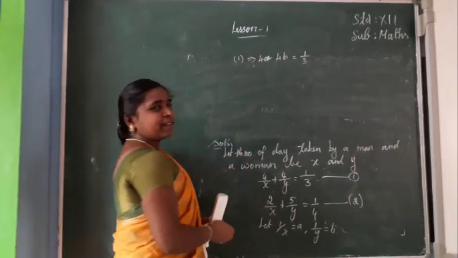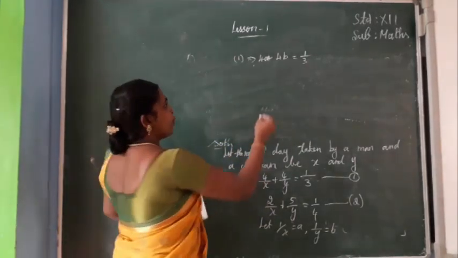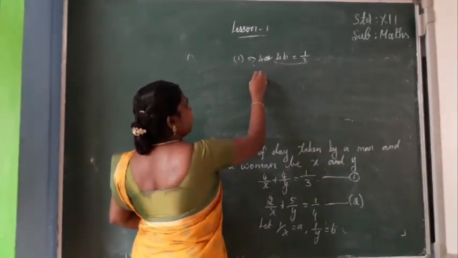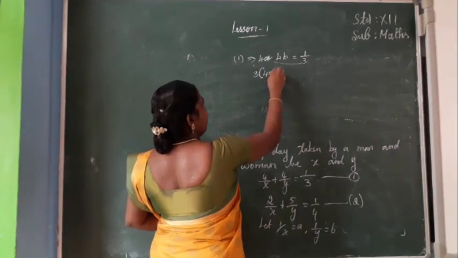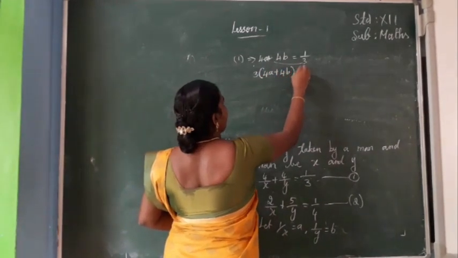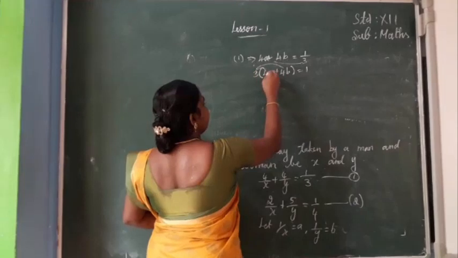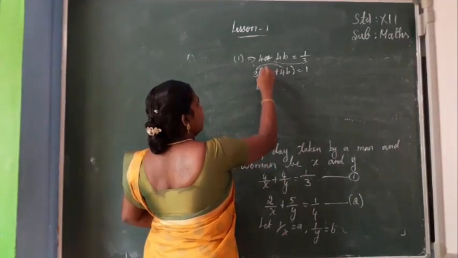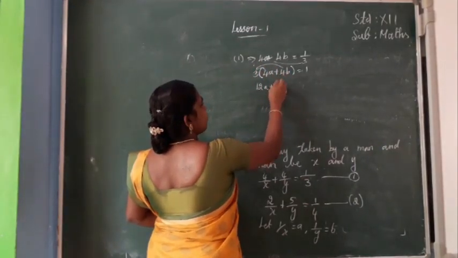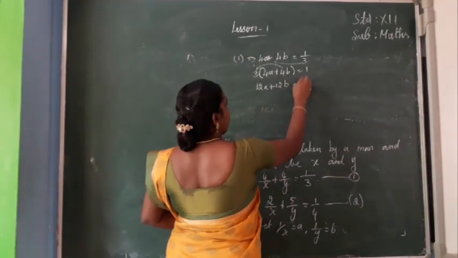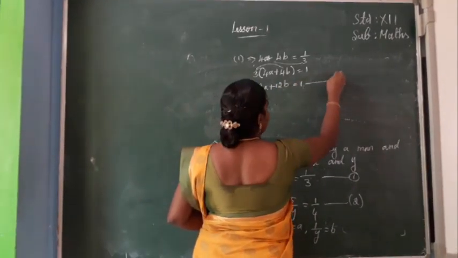You see the right hand side value is a fraction, so you take the 3 to the left hand side. What do you get? 3 into (4a plus 4b) equal to 1. Now multiply: 3 4s are 12, so 12a, again 3 4s are 12, so 12b equal to 1. This is equation 3, the new equation.